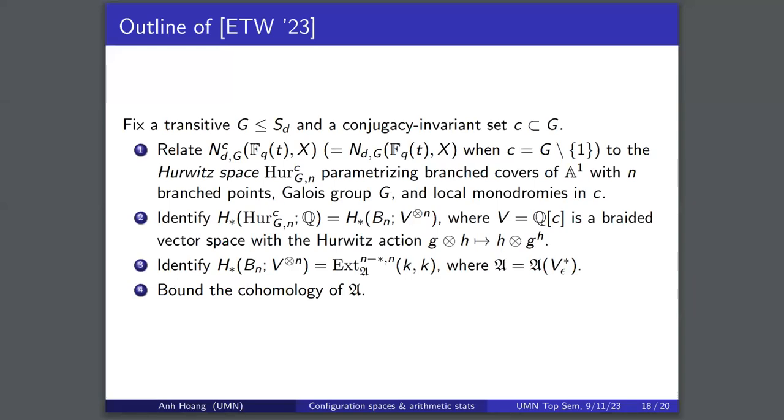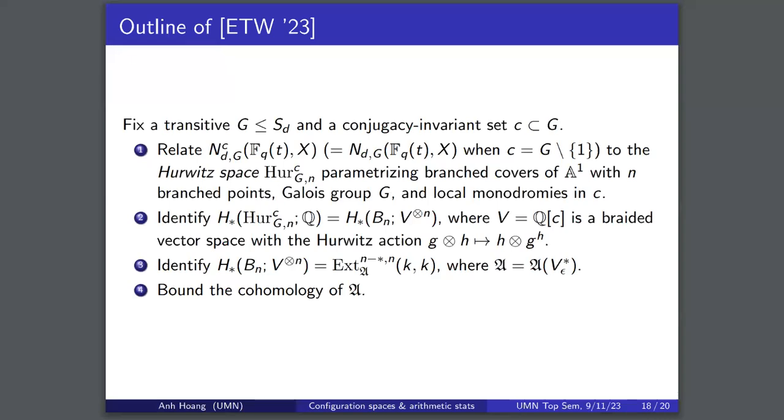All right, but after we use that, we look at the homology of these spaces. Then they identify the homology of this Hurwitz space with the homology of the braid group with coefficients in V tensor n, where V is the braided vector space spanned by this conjugate-invariant set C. And the action, as you can see here, is the Hurwitz action, when you send g tensor h to h tensor g conjugated by h. I think that's a pretty common thing in combinatorics. I think the Hurwitz action is what they call it, but I've seen it once or twice.